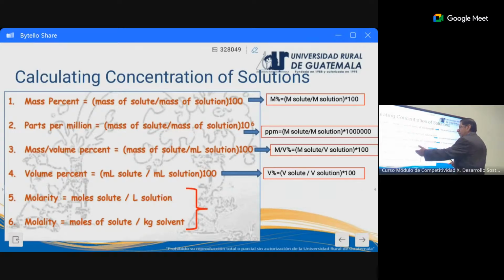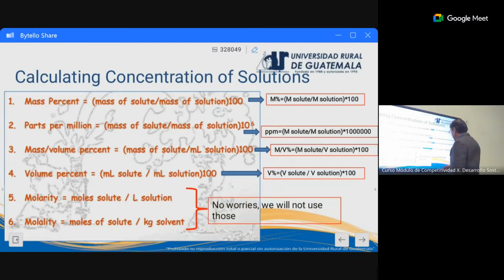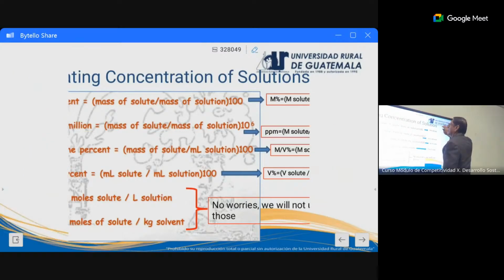Then we have formula 5 and formula 6, but we're not going to work with them, so no worries. We will not use those formulas in our lesson or calculations. Let's continue. Now we're going to explain some examples on how to use these formulas. Let's go ahead.